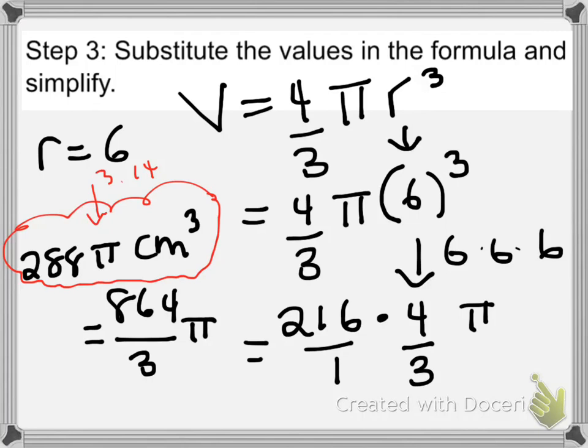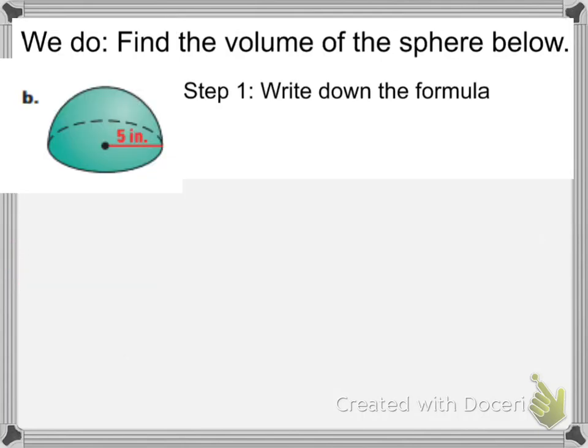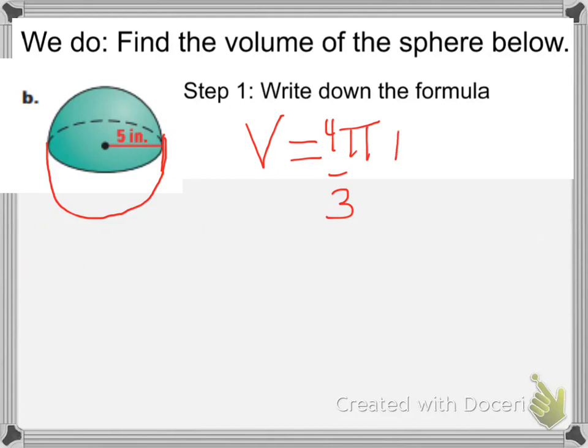So let's look at example number 2, or letter B. Same steps as before. It says find the volume of the sphere below, but if you notice, this is not even a whole sphere, or they call it really a hemisphere because it's half of it. So that's very important. So we're going to write down the same formula we used before. Volume equals 4 divided by 3 pi times r raised to the third power. Don't forget that part.